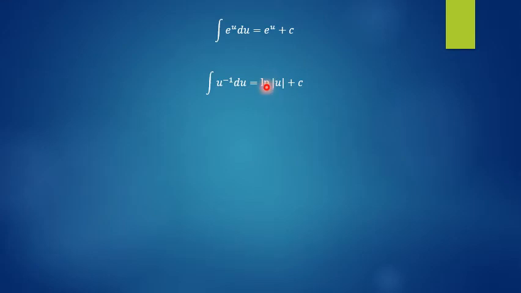And also, if you recall our derivatives of logarithmic functions, the derivative of ln u is 1 over u du. So u to the power negative 1 is simply equal to 1 over u. So again, if you get the derivative of this, it is 1 over u du. Let's go to some examples.